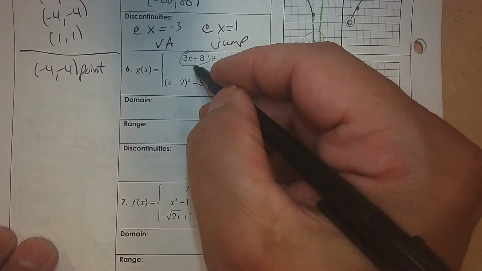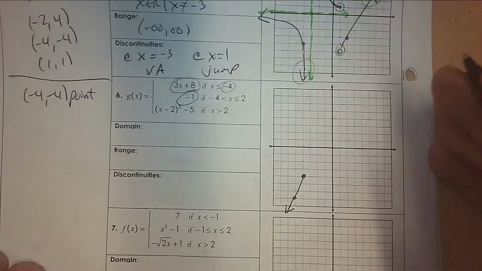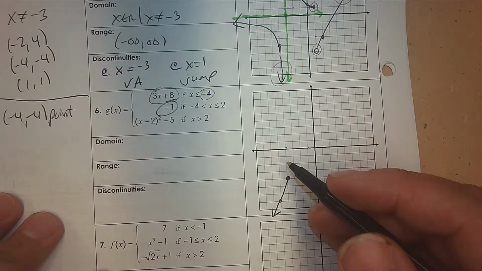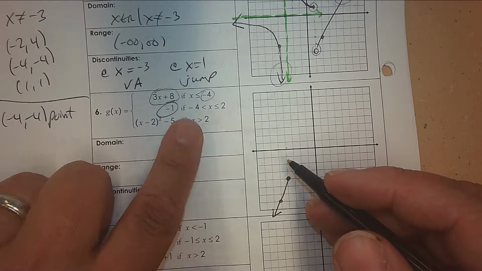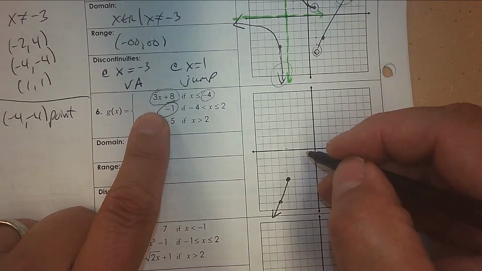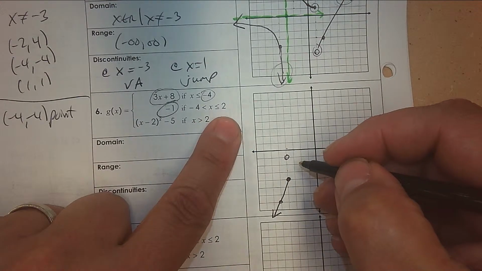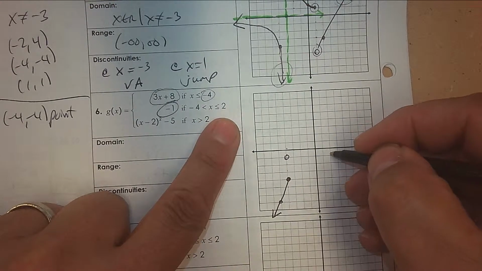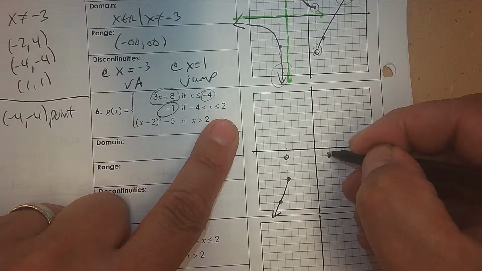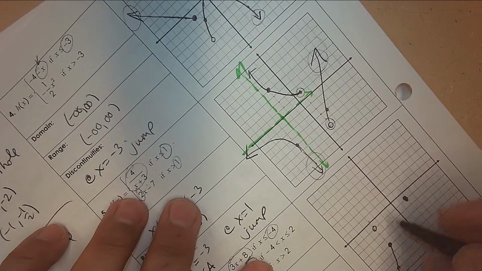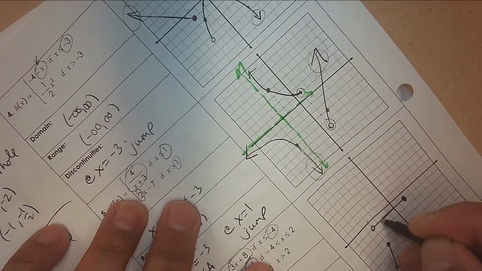The next piece is a horizontal line. -1 is just horizontal. So from -4 to 2, so at -4 and -1, we have a hole. But at 2 and -1, we have a point, and that number is a constant, and when you graph a constant, it just graphs to be a horizontal line.